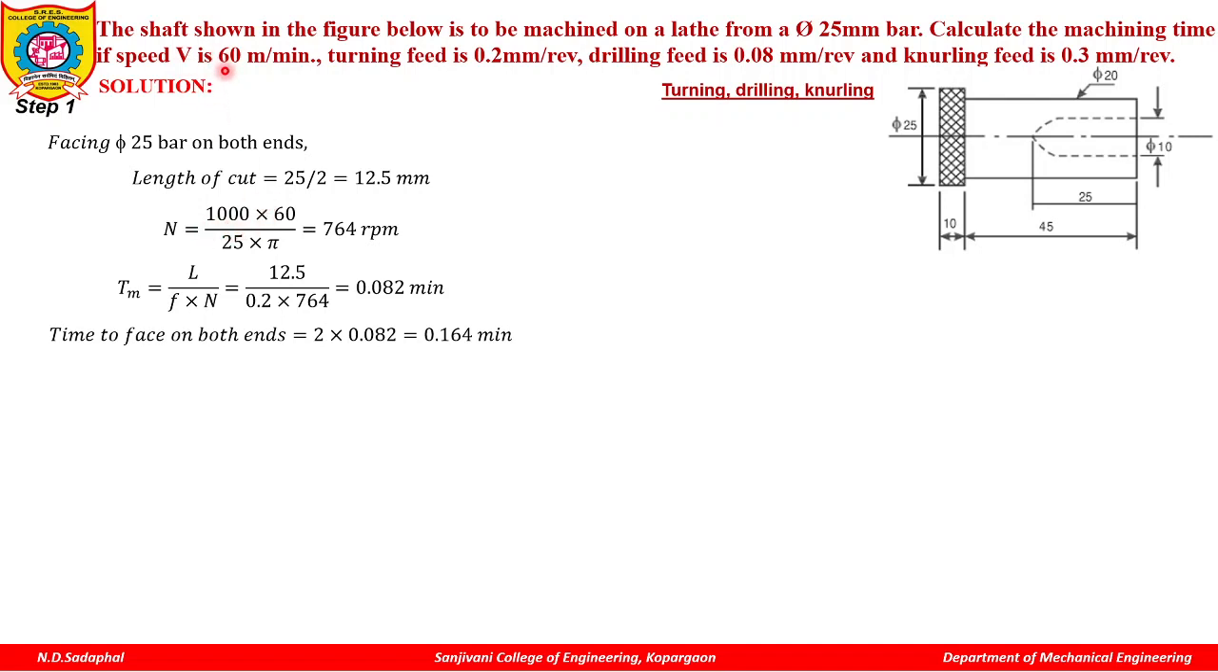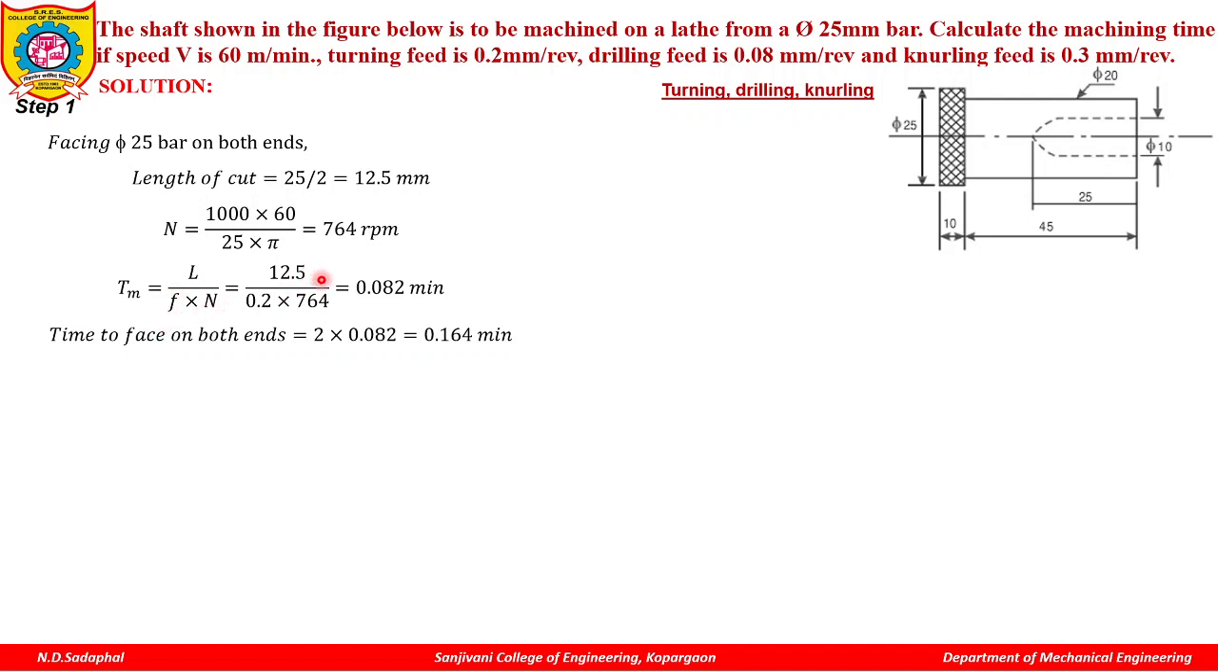V is given 60, but the unit of V is meter per minute. So you have to convert this meter per minute into mm per minute, because your length of cut is in mm. So 60 is multiplied by 1000, so it will be 60,000 mm per minute. So divide by 25, it is the initial diameter, 25 into pi, so you will get the RPM 764.